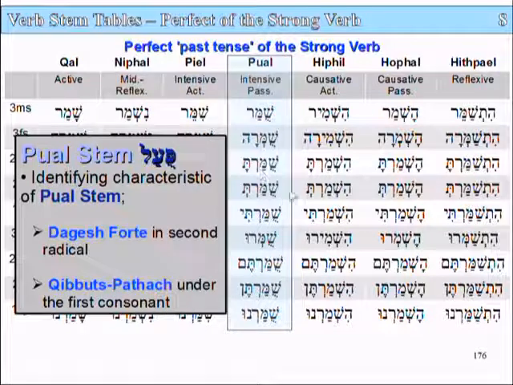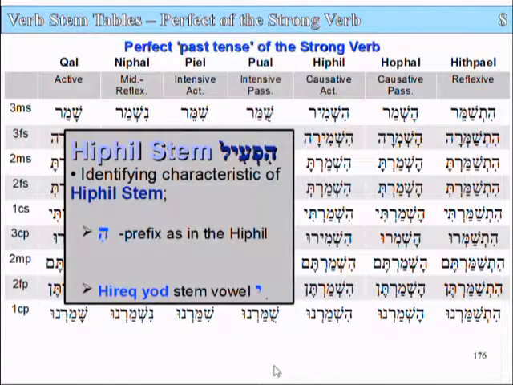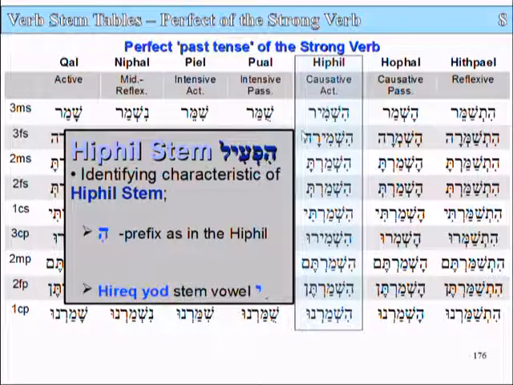And the Pual, we have a dagesh forte in the second radical, there we go, and a kibbutz under the first consonant. So that's very, very identifiable. Those three dots in a diagonal line is the kibbutz, the U sound of the Pual. Okay, and the Hiphil, it has a hey with a chirik in it as a prefix. Here it is here. And it has a chirik yod stem vowel, sometimes, on the 3ms and 3fs, and down here on the third person common plural.